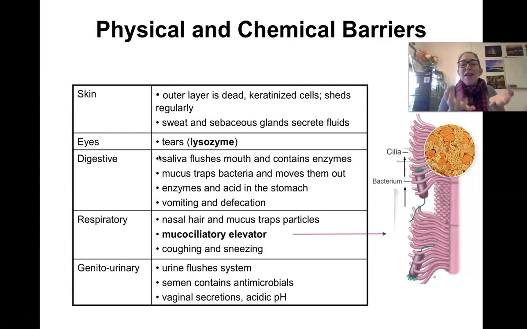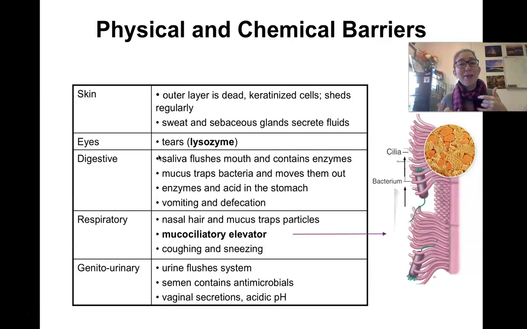This is called the mucociliary elevator. Basically, the cilia are constantly pushing this mucus up and out. When you have a cold, you produce a lot of mucus, and you can feel it. You're coughing it up and maybe spitting it out. But when you're healthy, you're still doing that, just to a lesser extent. It's always moving up and you're always swallowing it.